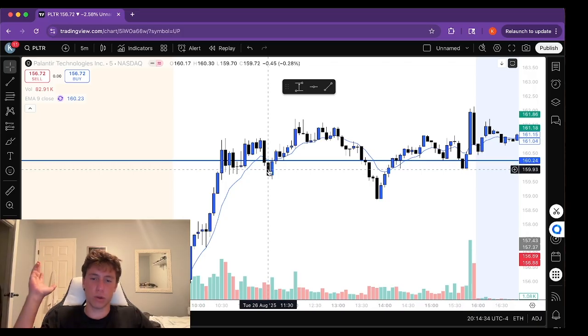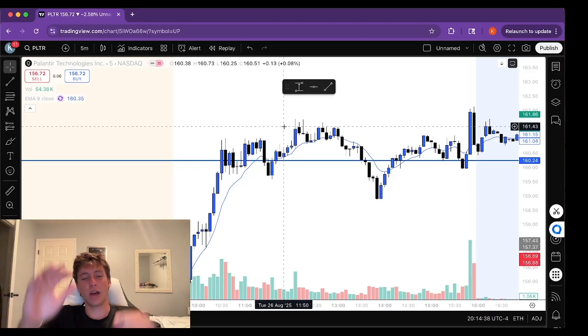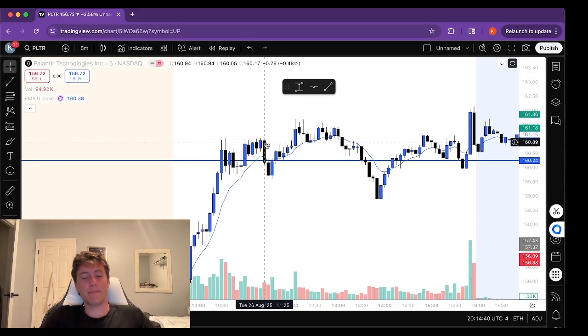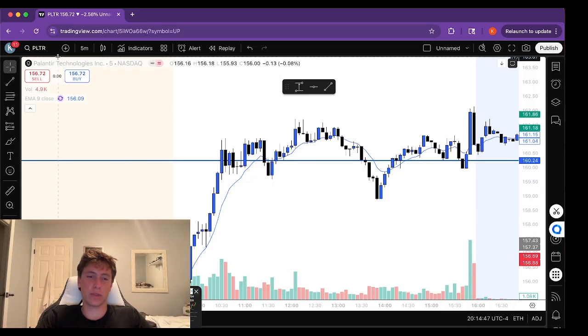All my runners would have been sold right here, guys. I don't care if it goes back up. I literally don't care because I've seen 80% of the time after it closed below the 9 EMA, it just goes down. The bullish momentum is gone, guys. You want to get out. All right, so that was another example, PLTR.